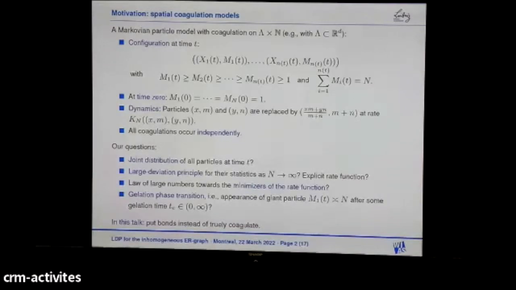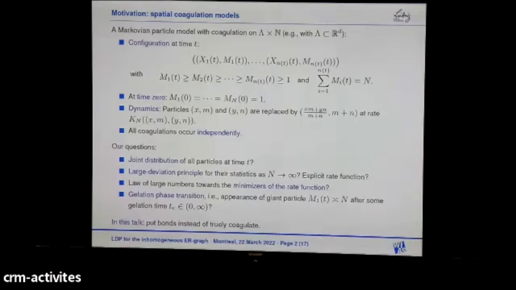And then we have in particular a law of large numbers of the configuration at time t as n to infinity towards the minimizers of the rate function. And we are most interested in phase transitions, so-called gelation phase transitions, which means the appearance of a giant particle, some particle such that the size of it is of order n, after some gelation time, which hopefully is positive.